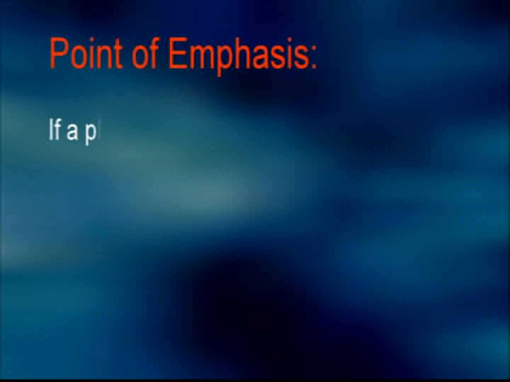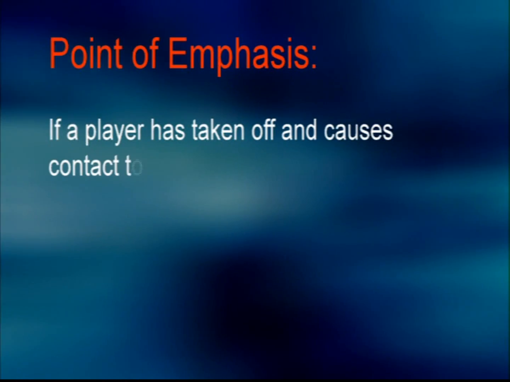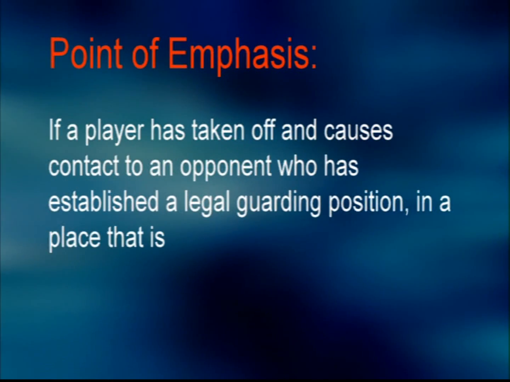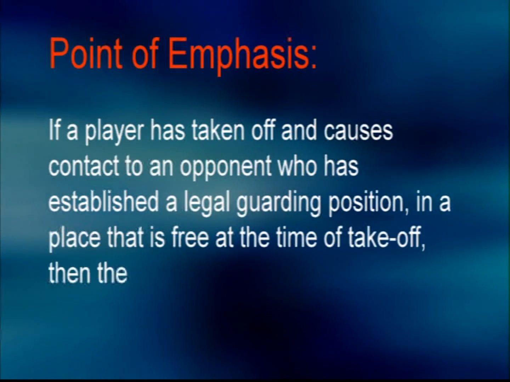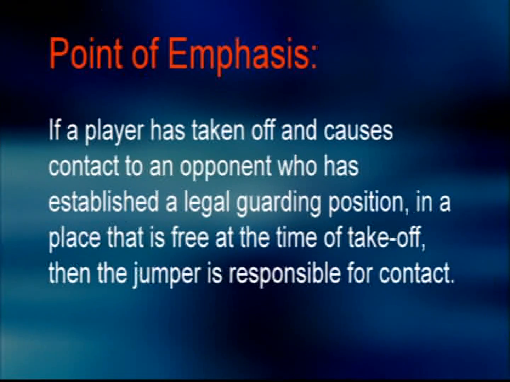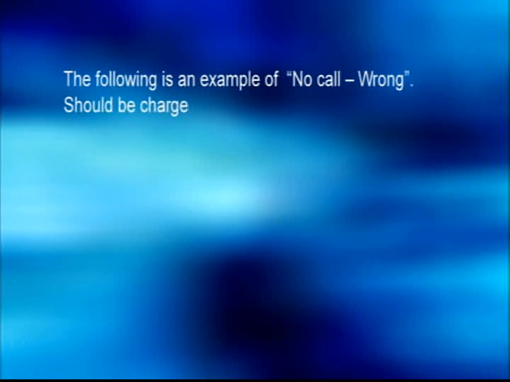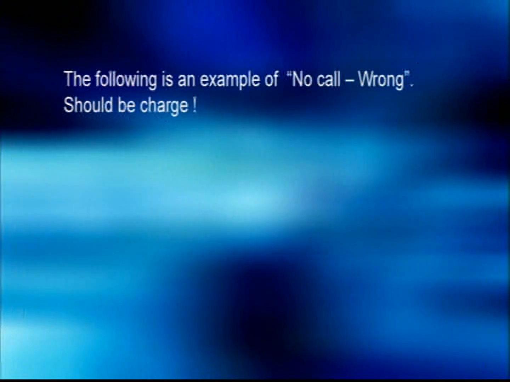Point of emphasis. If a player has taken off and causes contact to an opponent who has established a legal guarding position in a place that is free at the time of takeoff, then the jumper is responsible for contact. The following is an example of no call, wrong. Should be a charge.